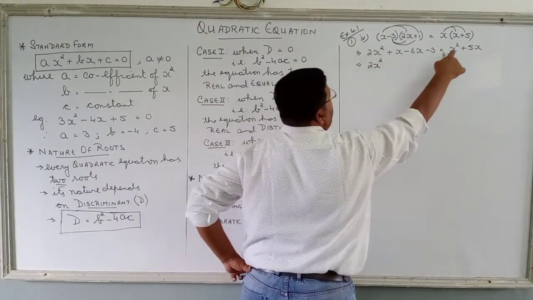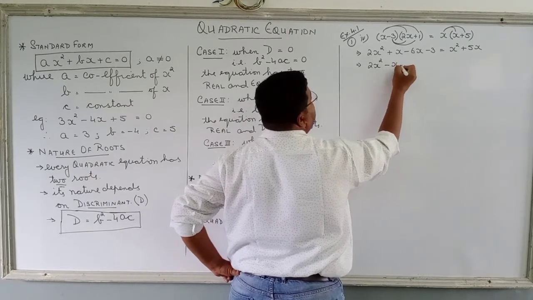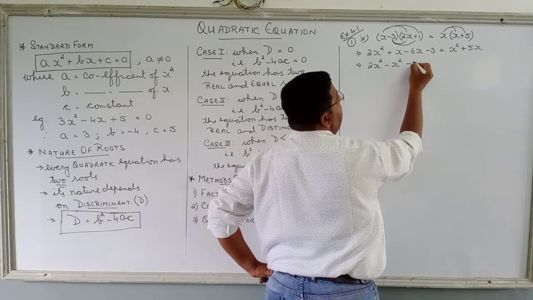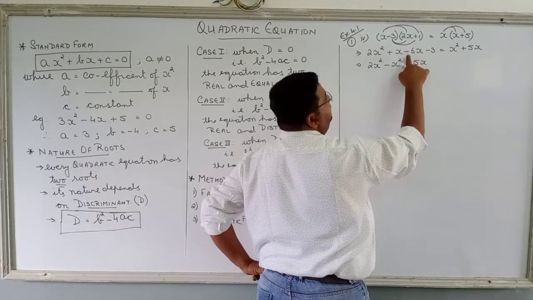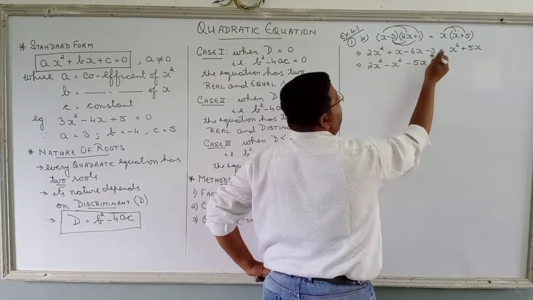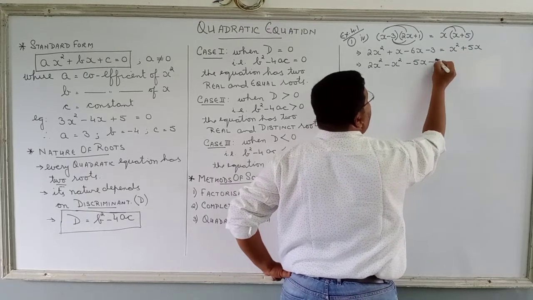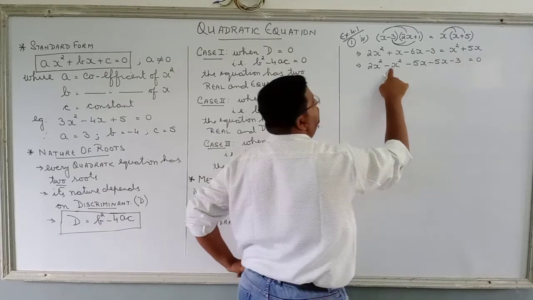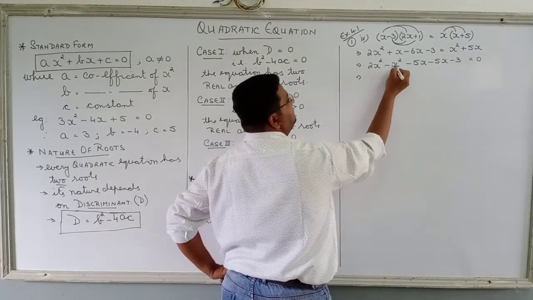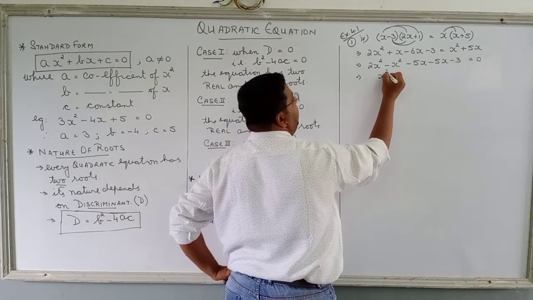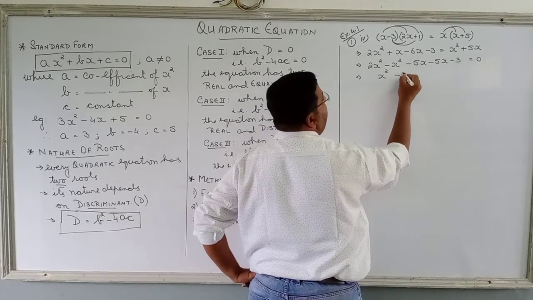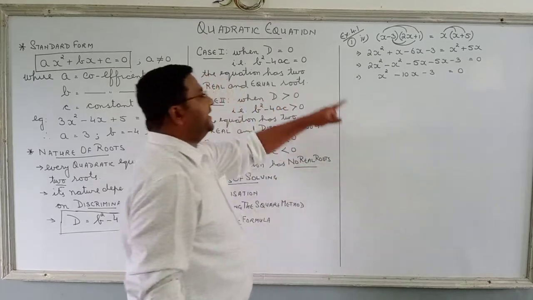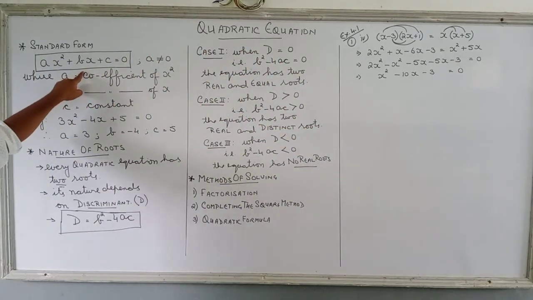2x squared, plus x squared comes over here as minus x squared, plus x, and minus 6x. So minus 5x. Plus 5x comes over here, minus 5x, minus 3 as it is, equals to 0. Both these terms are transposed. 2x squared minus x squared, like terms can be subtracted. x squared, minus 5x minus 5x, minus 10x, and minus 3 equals to 0. So check, is it in the standard form?